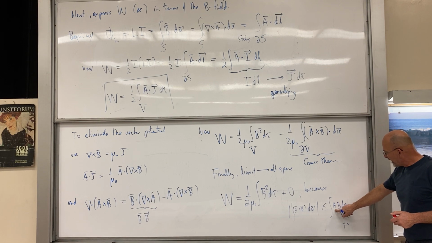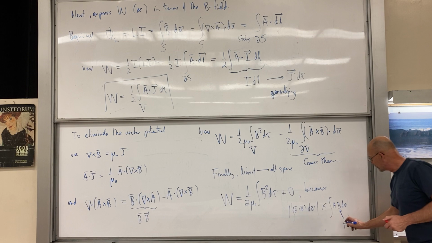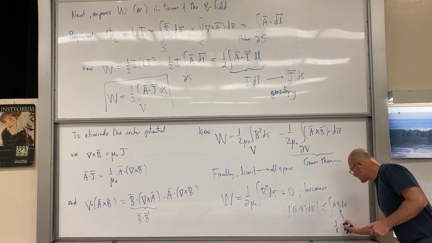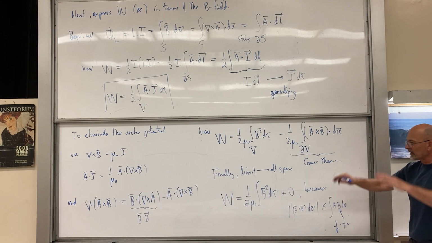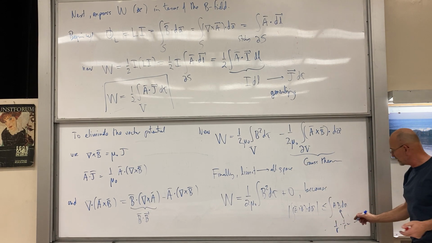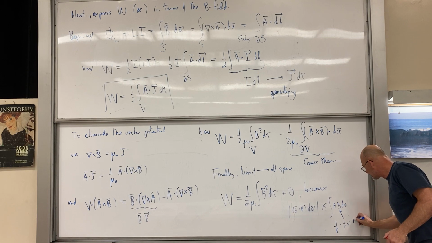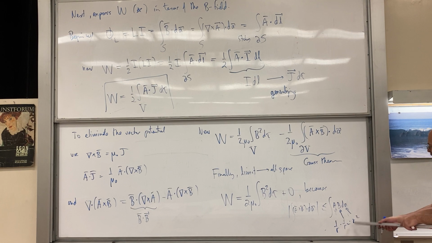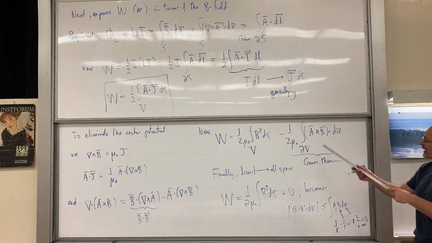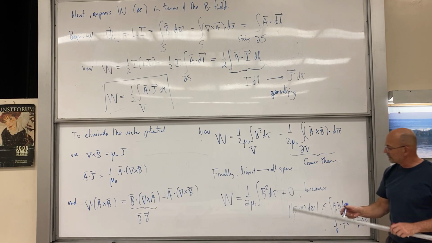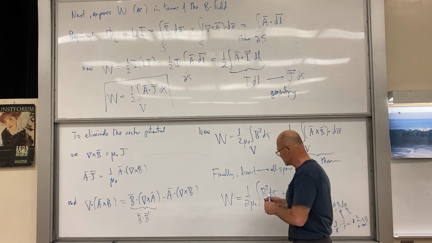Since the curl of A is equal to B, that is to say the derivative of A is equal to B, this one must go as 1 over R. Okay? So we've got a 1 over R cubed. The surface area of a sphere of radius R goes as R squared. So we've got R squared over R cubed, and that goes to 0 as R goes to infinity. So yeah, this boundary term vanishes, and we have this very nice and simple expression.